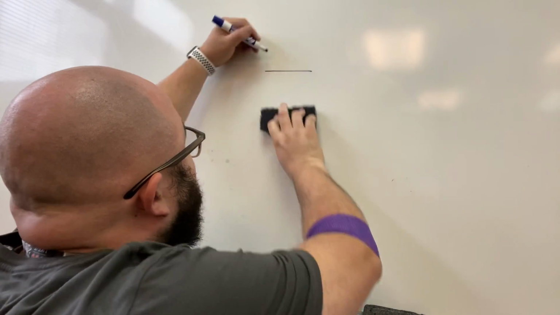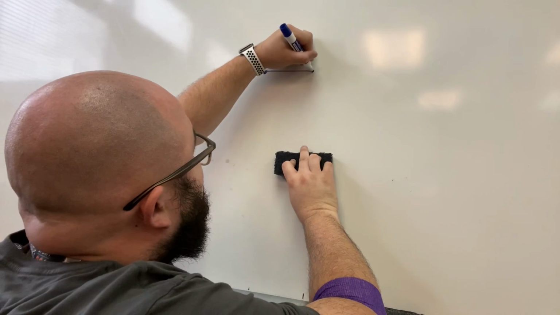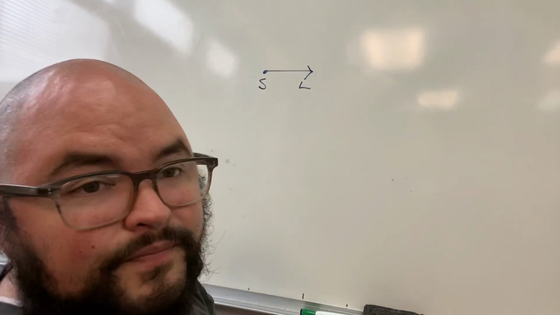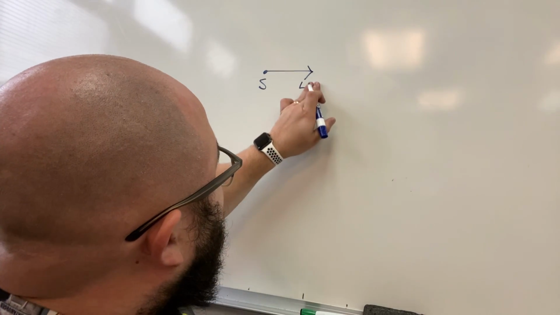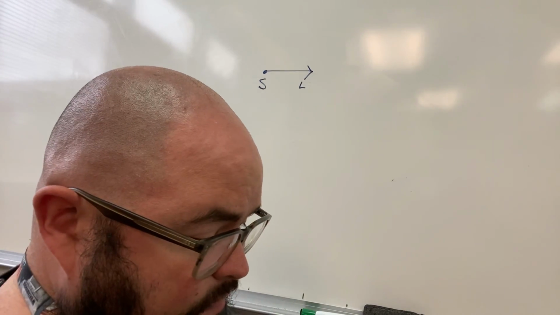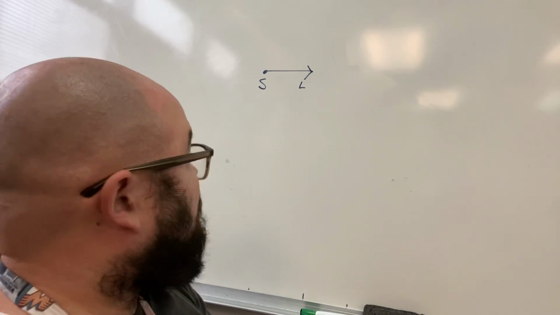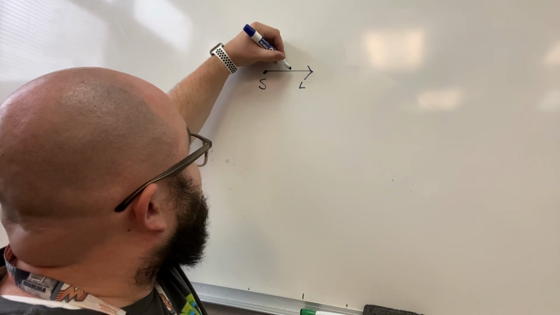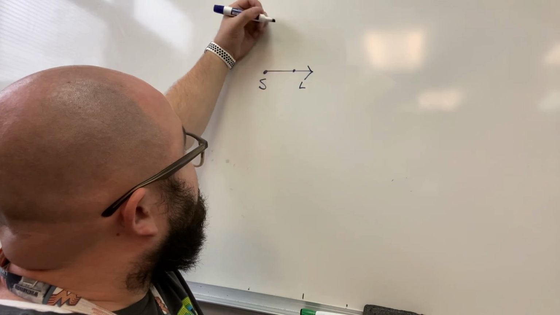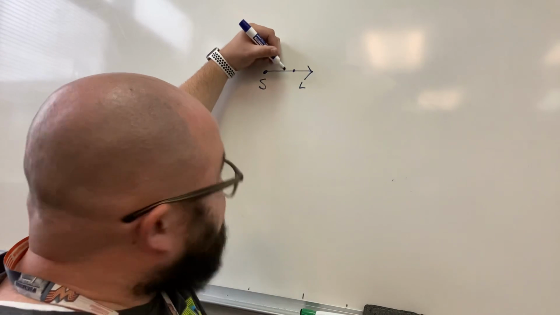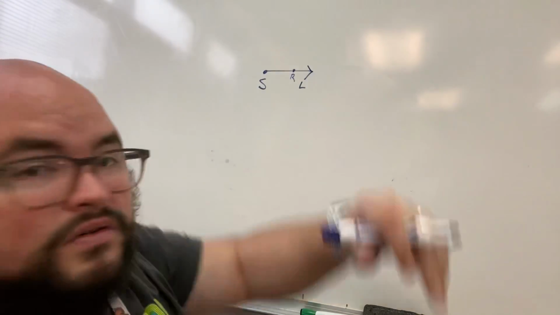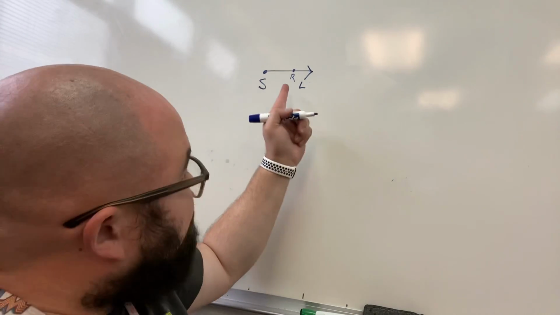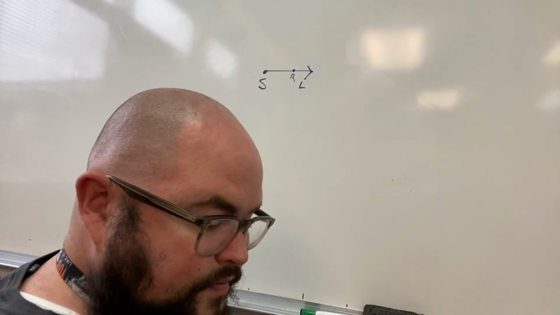Here is my ray, and then it's SL. Okay. Now, it says draw and label point R on it. Okay. Easy. I'm going to have a little bit of fun, and I'm going to put mine a little further to the right. And it needs to be point R. A little R right there. Okay. We've drawn ray SL. We've put point R on it.